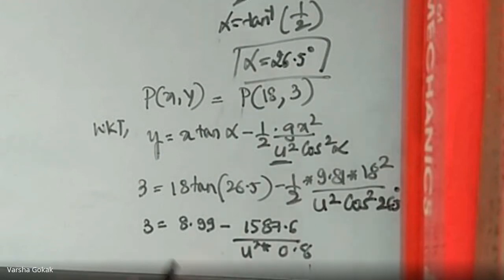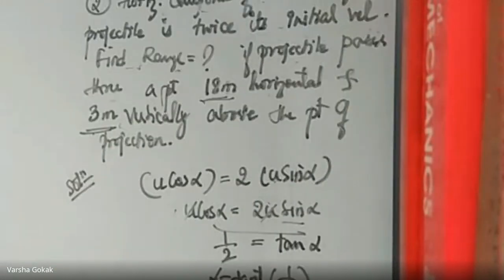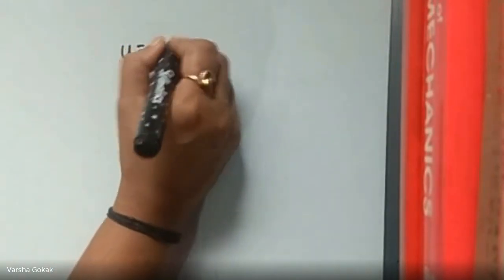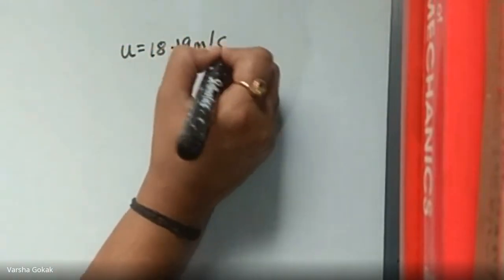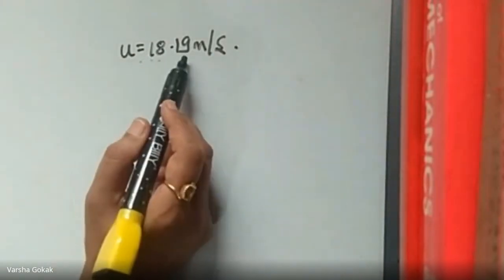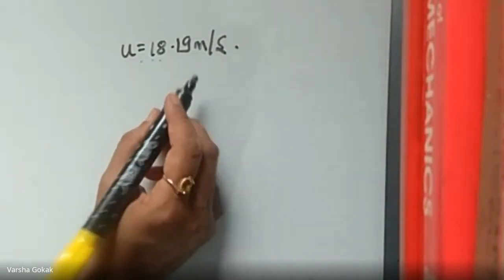Anybody got it? That becomes your homework, to get the value of u. I'll tell you the value of u. U is 18.19 meters per second. All of you please try this. Yeah, Sonali got it. 18.19, correct. 18.19 meters per second is your velocity.